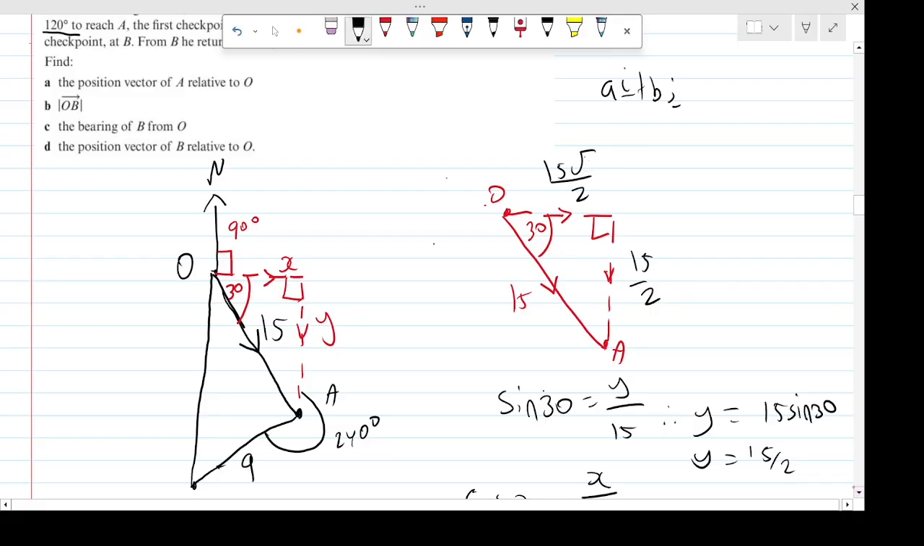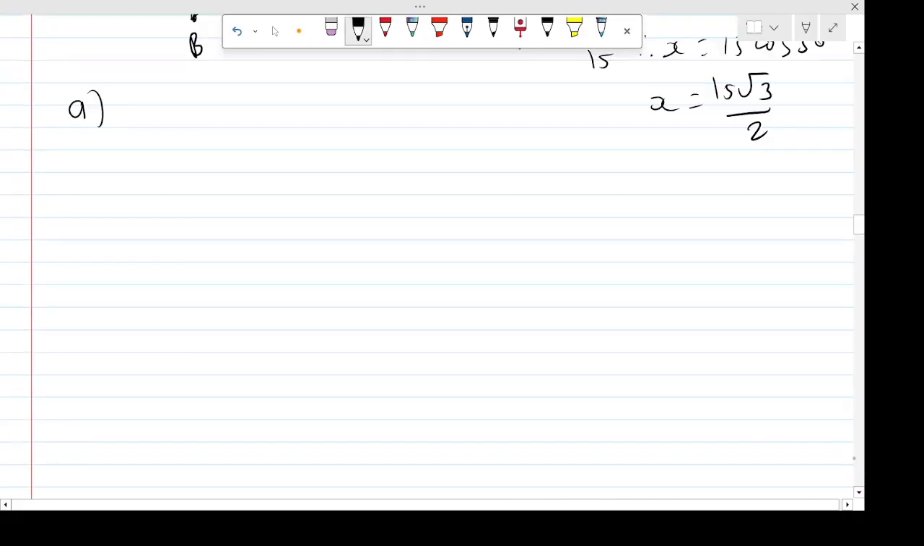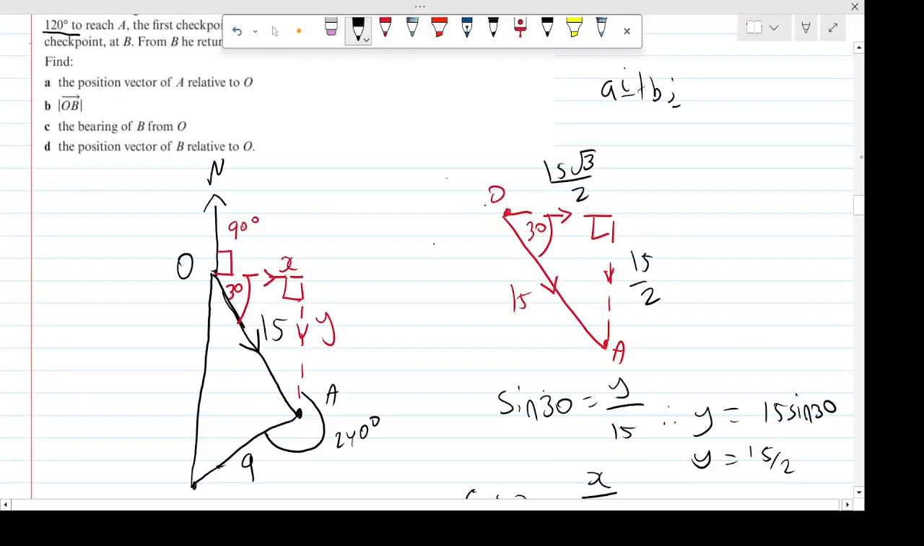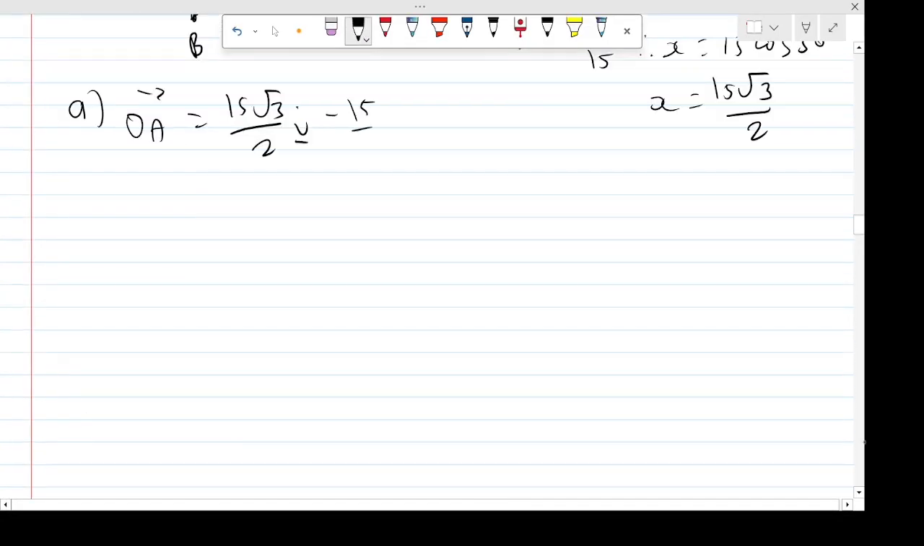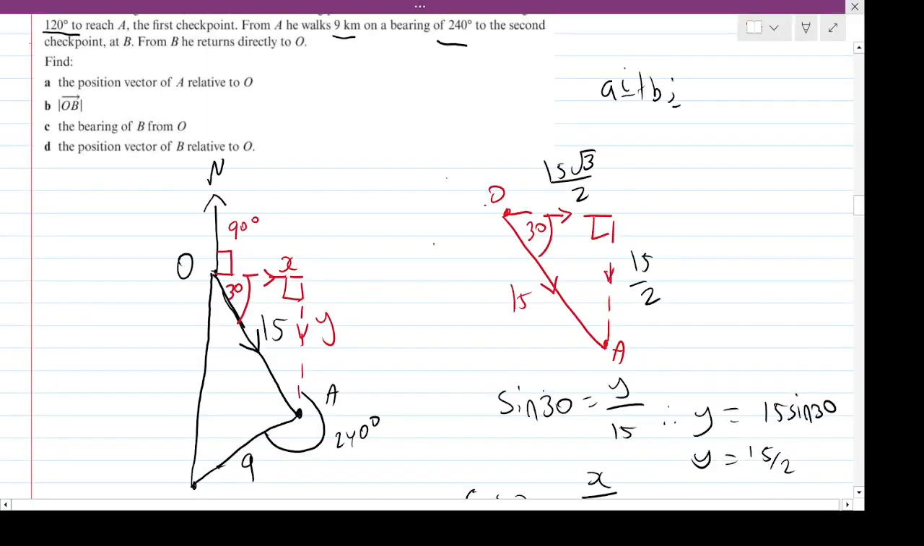That is a root 3. 15 root 3 over 2i. So O to A is going to be 15 root 3 over 2i. And then the j part, well, it's 15 over 2j, but it's going down, so it's negative, right? The negative direction, so negative 15 over 2j. And that's my vector, okay? Cool. So that's my position vector A, okay?